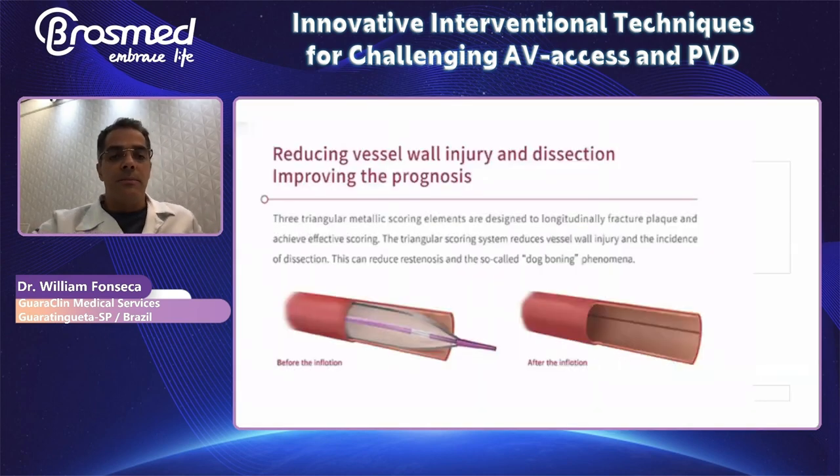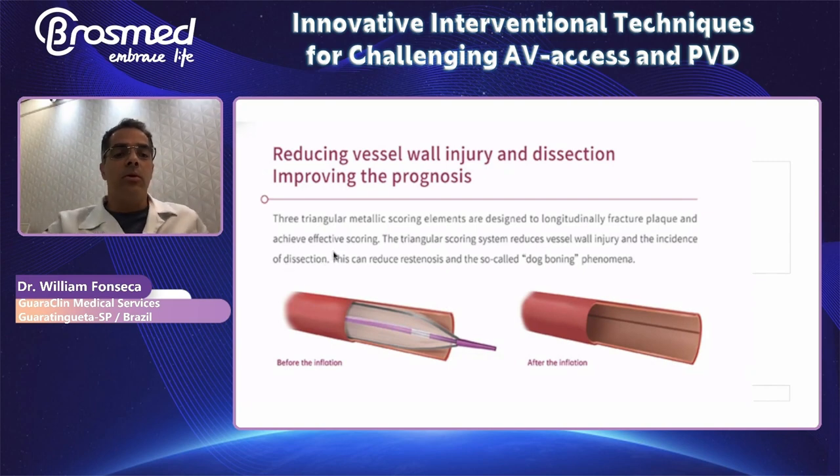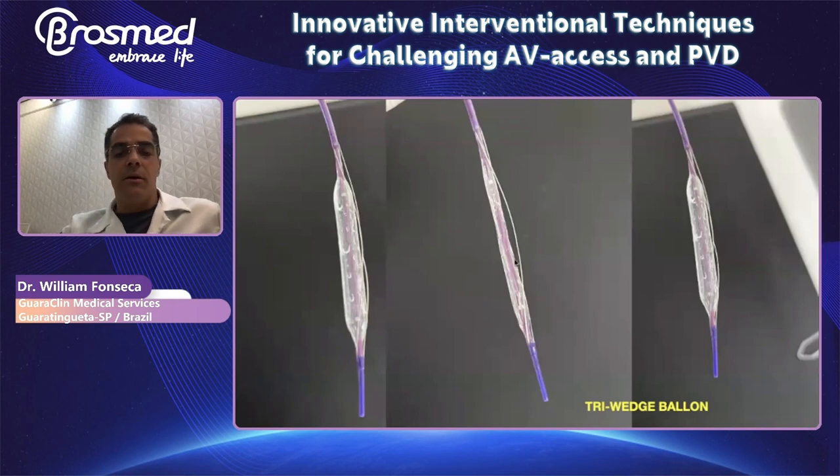The Tri-wedge concept releases the pressure with the scoring elements that are designed to longitudinally fracture plaque or lesion, achieving a more effective scoring that reduces the injury to the wall to avoid restenosis in our vessel. This is the imaging of the balloon with the wire.